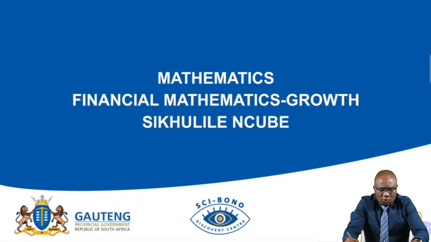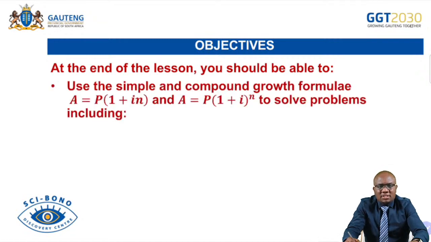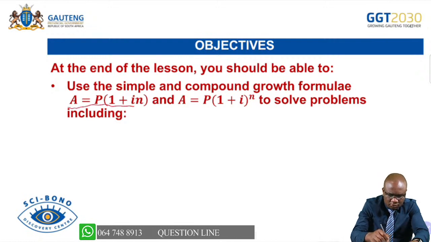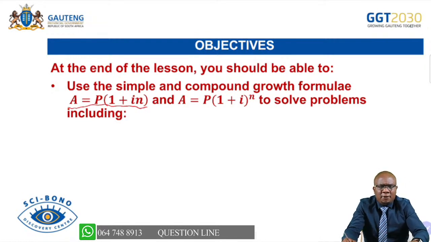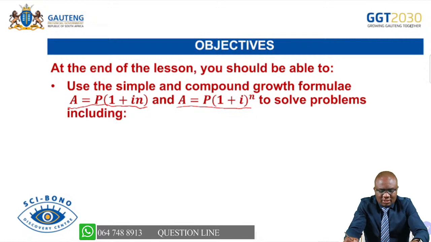Right. Now we're going to start. At the end of the lesson, what are you going to learn? You are going to use the simple and compound growth formulae. We're going to talk about this formula. Have you seen it before? If it's your first time to see it, it's okay. And then we have this formula also: A equals P times bracket 1 plus i to the power n. You see, n here is an exponent, and n here is not an exponent, it's inside the bracket.